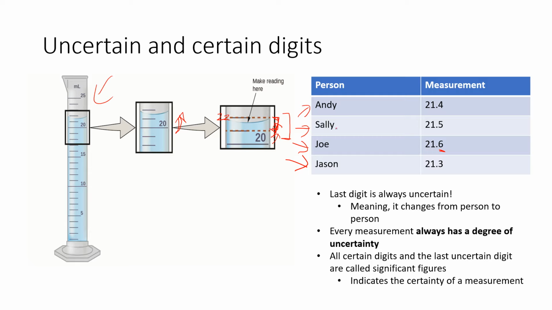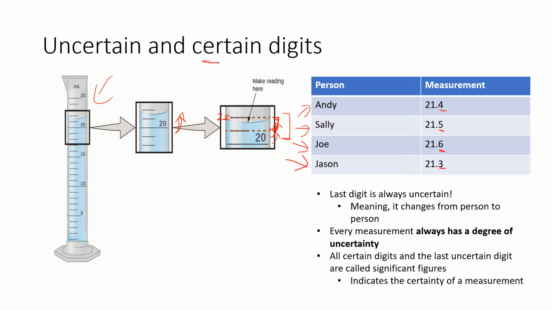Okay? Now, which one is correct? Well, in a sense, they're all correct. They all took the same measurement and they're all looking at the same water in the graduated cylinder. The difference is the last digit, which people are uncertain about, and this is the uncertain digit. It's the digit that you estimate. The person who takes the measurement estimates this digit, and that's why this is called the uncertain digit. Every time you take a measurement, the last digit will always be the uncertain digit.